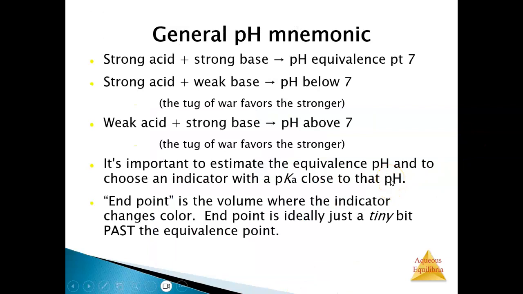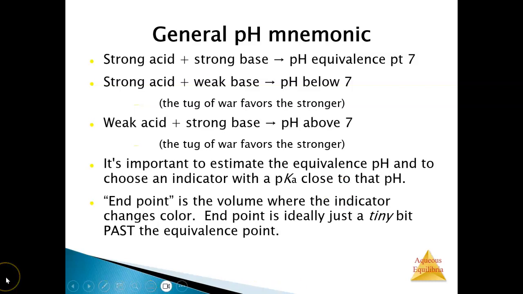So just as a general mnemonic, a strong acid and a strong base, we make a neutral salt. The pH at the equivalence point is 7. A strong acid and a weak base, okay? Weak base makes an acidic salt, so I'll have a pH below 7. A weak acid makes a stronger conjugate base, so the weak acid will hydrolyze water with its stronger conjugate base, and the pH will be above 7.